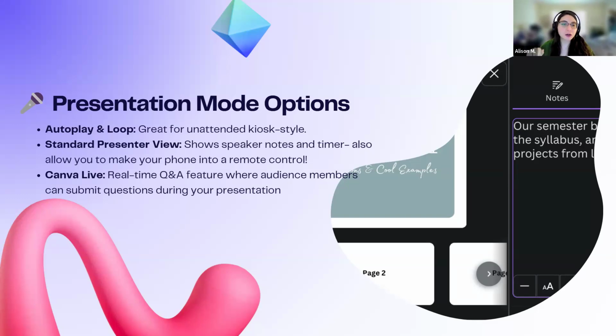Another cool thing that Canva can do is what's called Canva Live. So Canva Live is a real-time Q&A feature where audience members can submit questions during your presentation. Kind of like what we're doing now with Zoom, except Canva allows you to host that natively through Canva if you prefer.